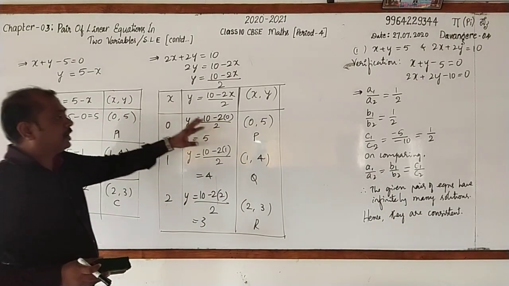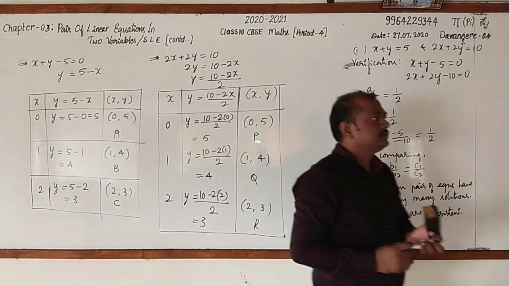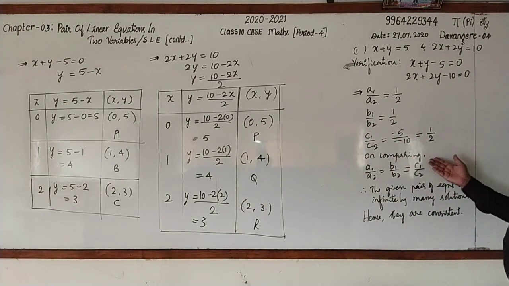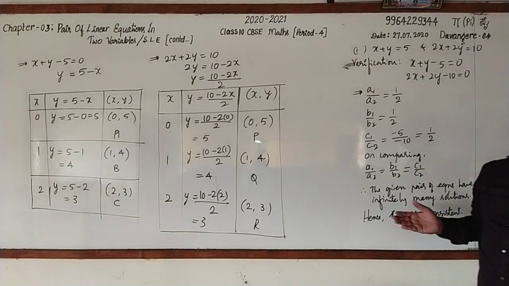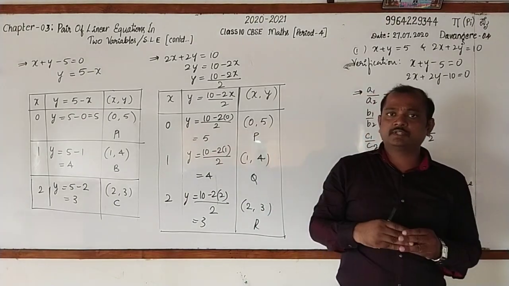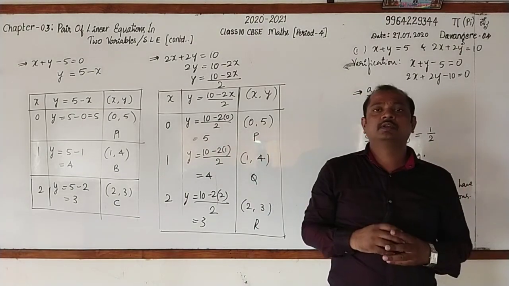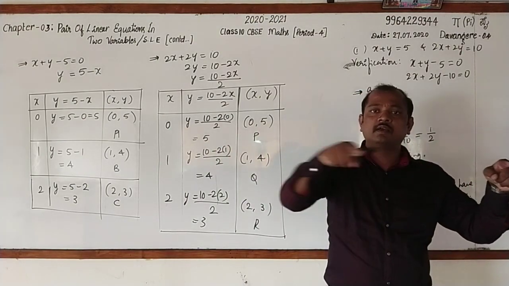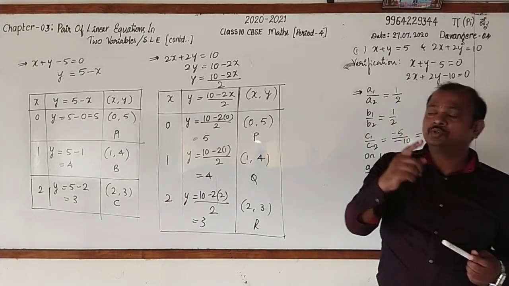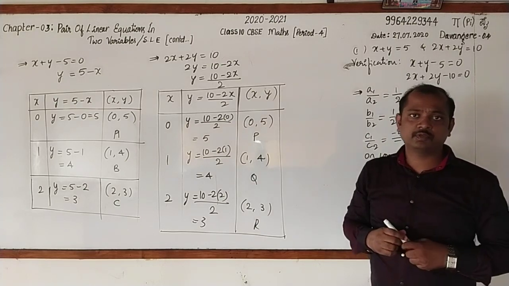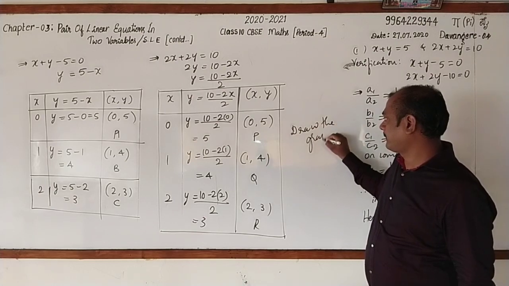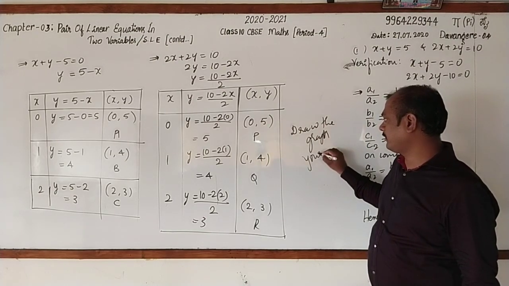Okay. Observe. Just by calculation only we have come to know that they have infinitely many solutions. Then what will be the nature of the graph? These graphs, that is straight lines, will coincide with each other. One will lie on the other. Got it? So you have to draw the graph yourself. Okay? Draw the graph yourself.